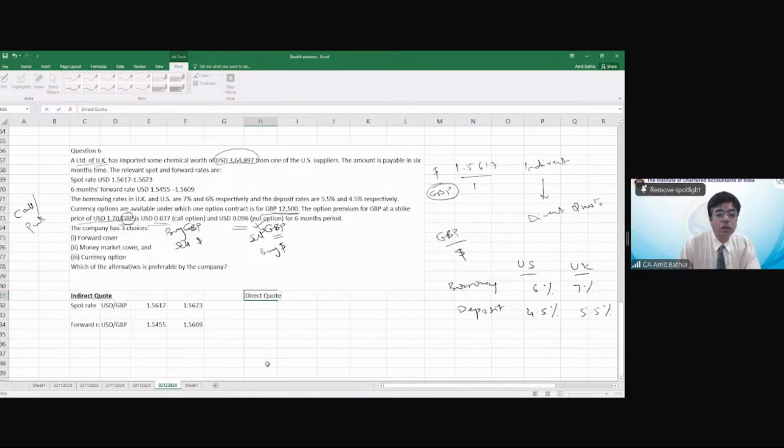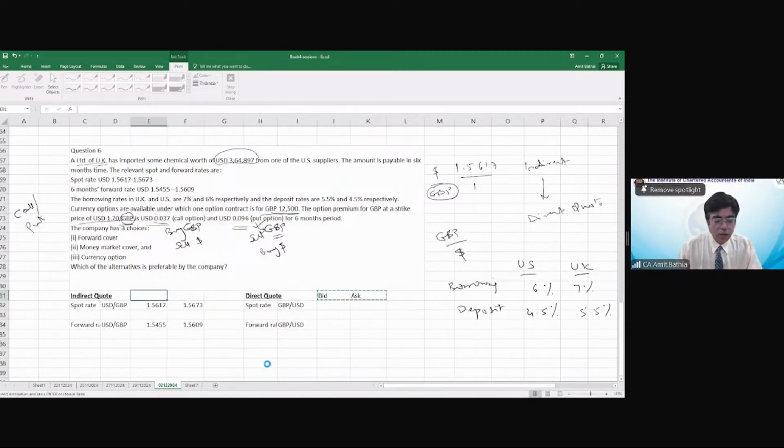So 1 upon ask and 1 upon bid. Very good. So here, remember first and foremost, direct quote is going to be GBP upon USD. Am I right? GBP upon USD. All right. So now this is my bid and my ask.